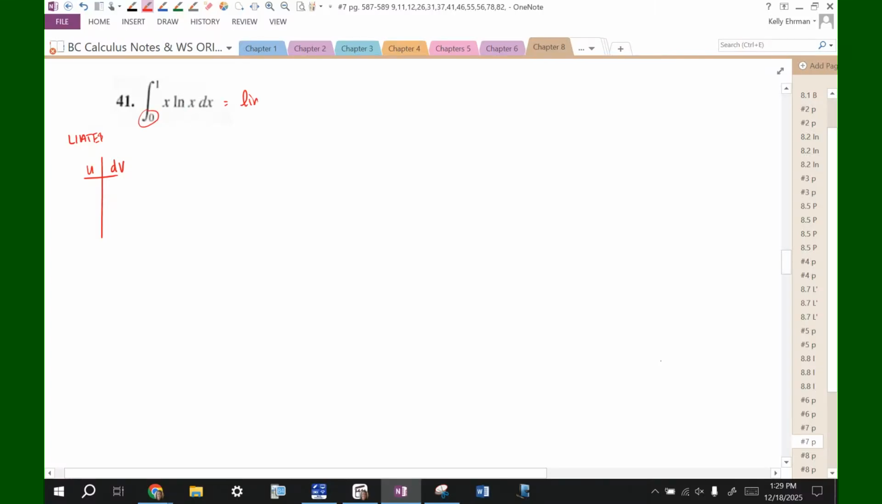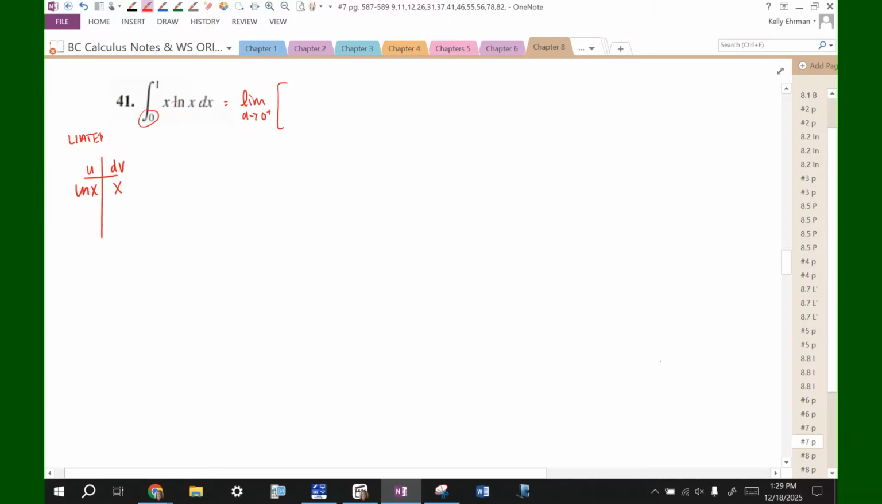So it's going to be the limit as a approaches 0 from the right. And then we'll see what we get for this. So we need to let u be x. Oh no, sorry. The reason we can't let u be x and dv be ln x is because we don't know what the integral of natural log of x is. So let u be ln x, dv has to be x.